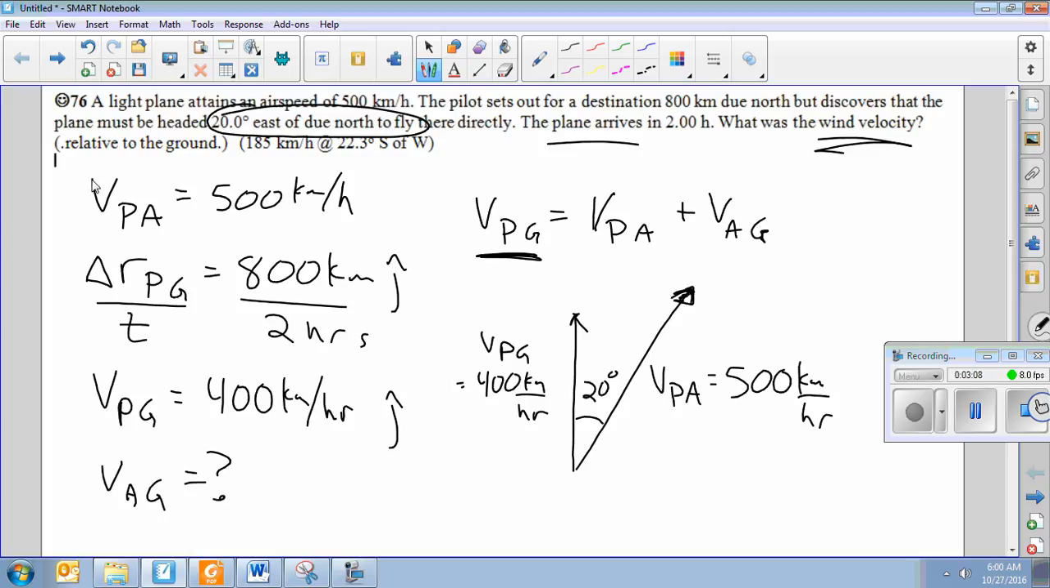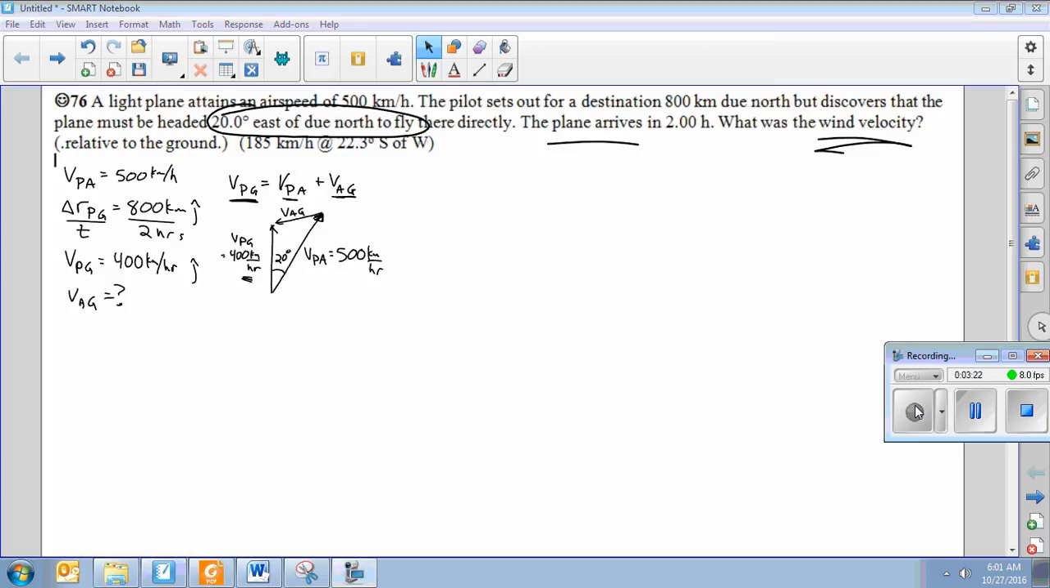Okay? So here's the velocity of the plane relative to the air. That's this guy. So I need to do tip to tail the velocity of the air relative to the ground. And that gives me this guy, right? So that's my setup. At this point, now it's just vector addition.